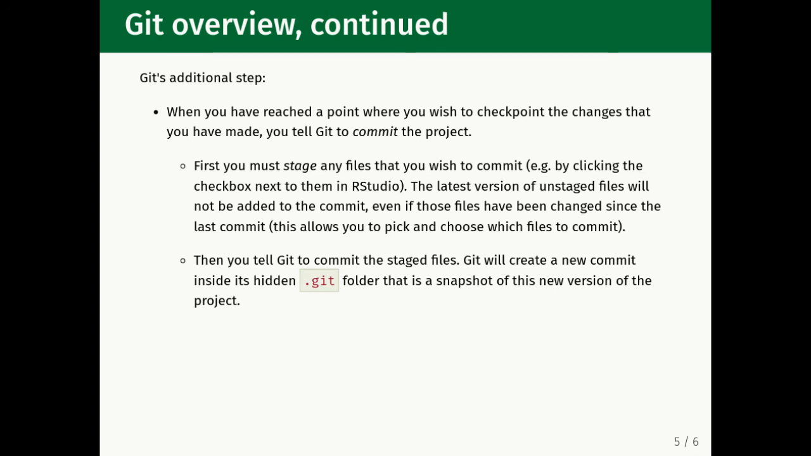Second, you make the commit. Git takes a snapshot and stores it in its Git folder. This snapshot includes information about when the commit was made and who made it, as well as a complete copy of every file that was changed.